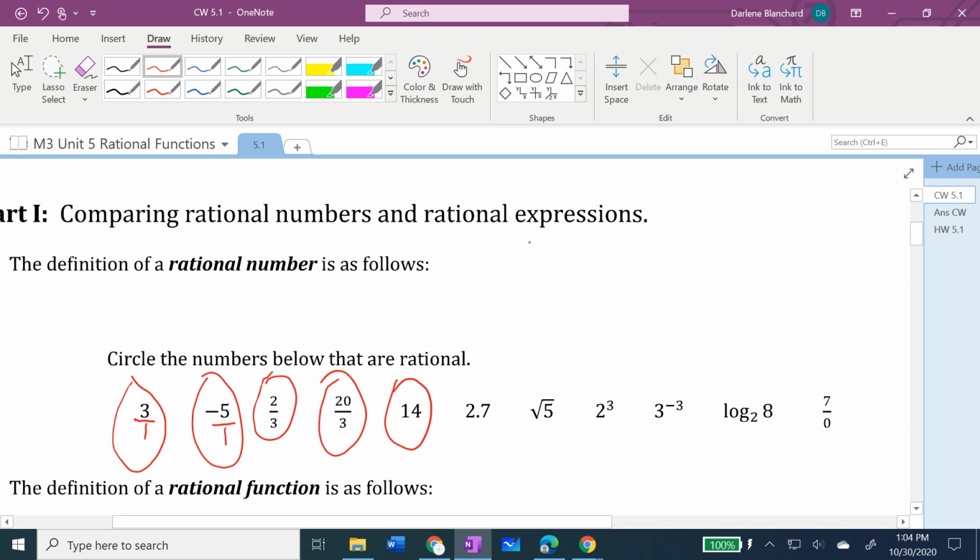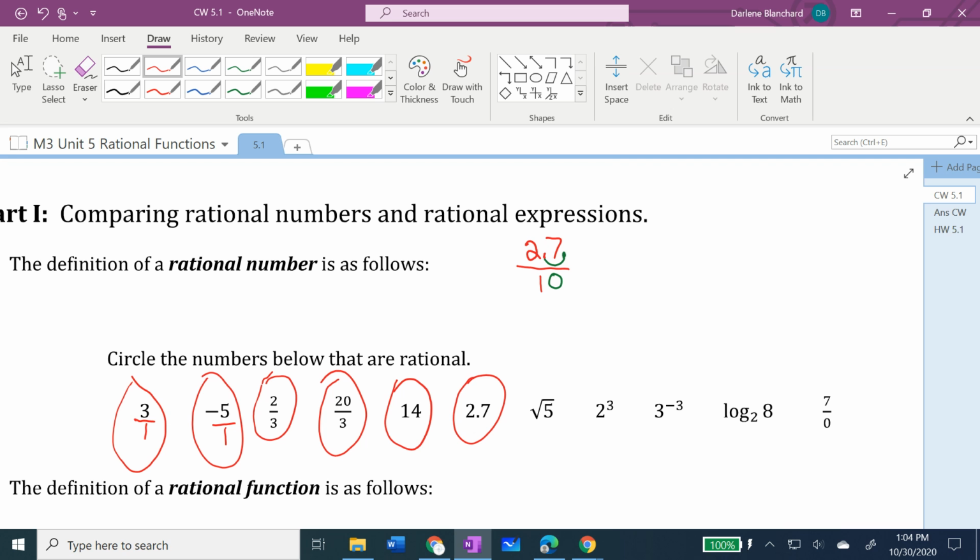So if you take 2.7 and you divide it by 1, so it's still 2.7, what can I do? What can I multiply the top and the bottom by and no longer be dealing with a decimal? If I multiply by 10, that's going to move this decimal point over, and I will have 27 divided by 10. So actually, it is a rational number. Any decimal number that ends is rational. In fact, any decimal with a pattern.